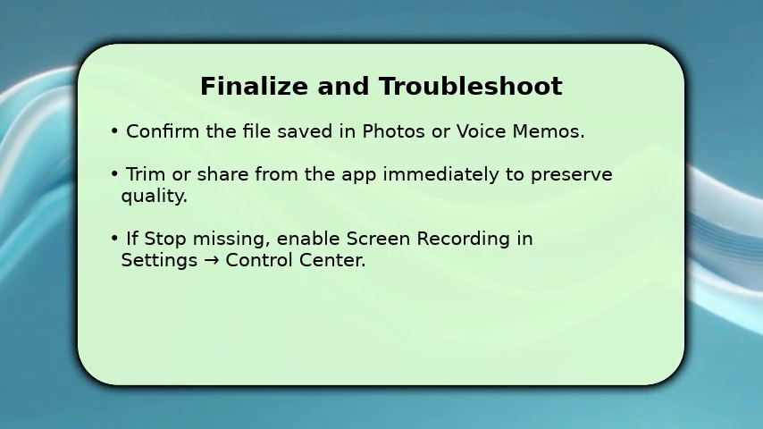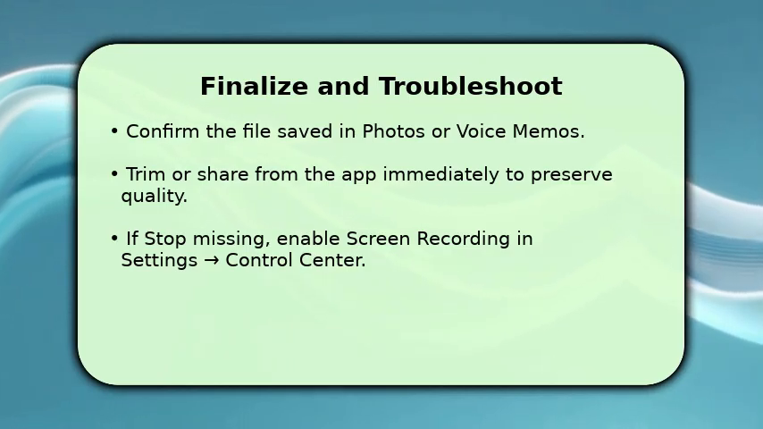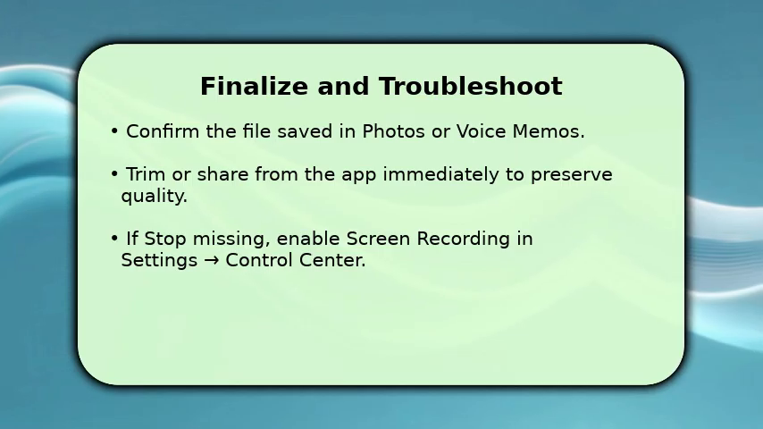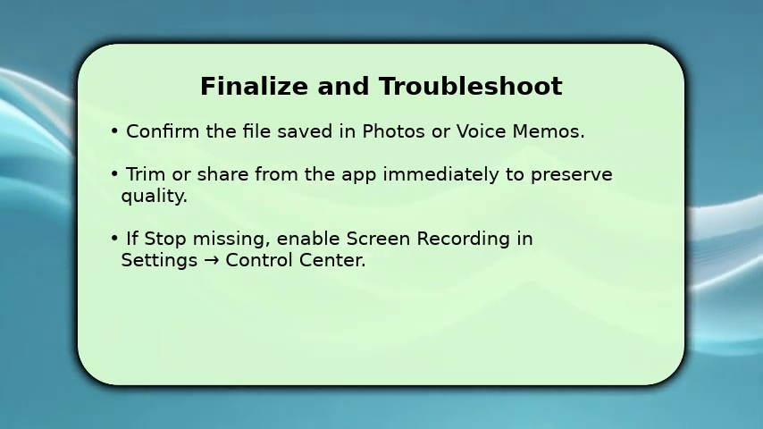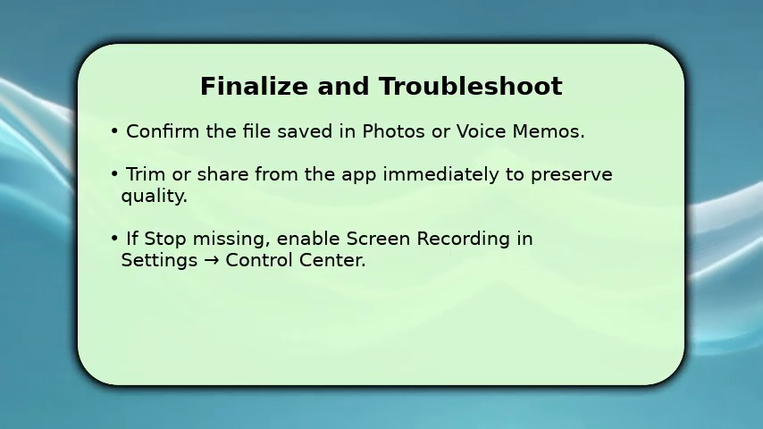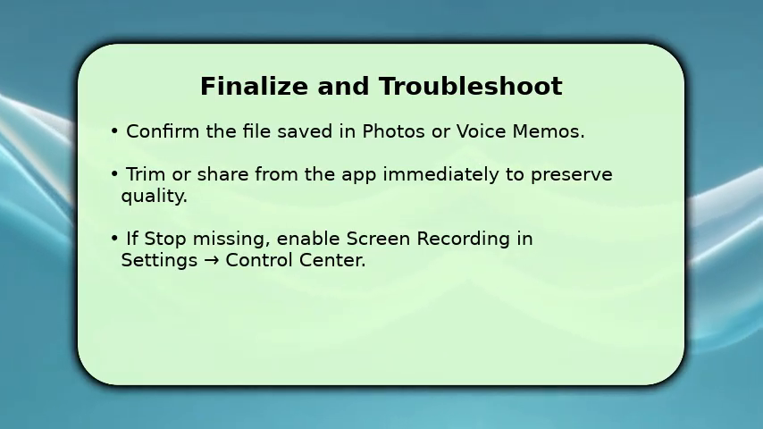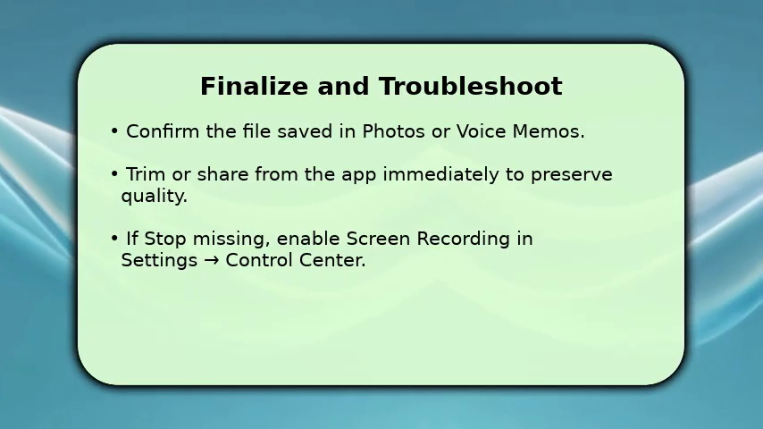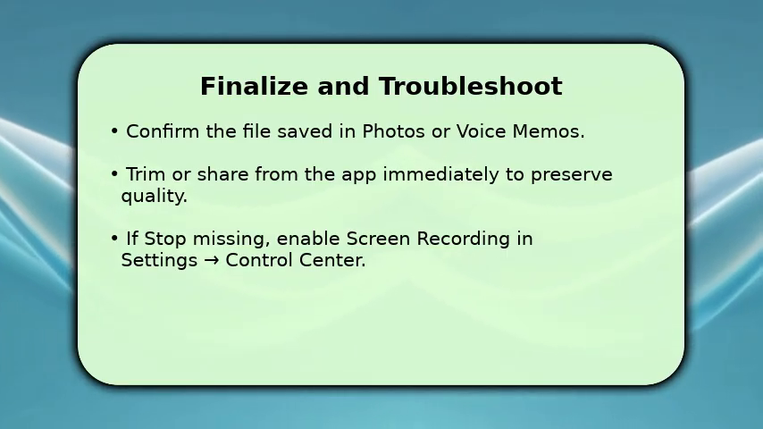If you can't find a stop control, make sure screen recording is added to Control Center in Settings, then Control Center. Also check available storage and restart the phone if controls remain unresponsive. If you encounter errors, unlock the device and try stopping again to avoid corrupted files.